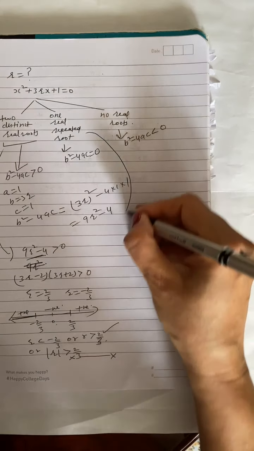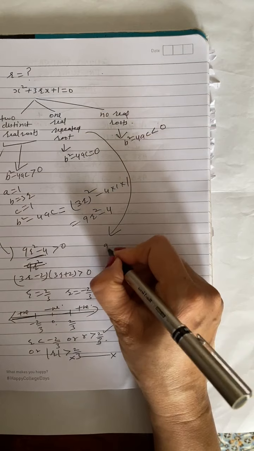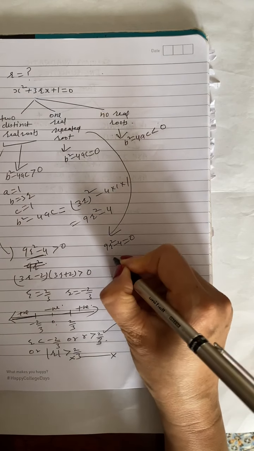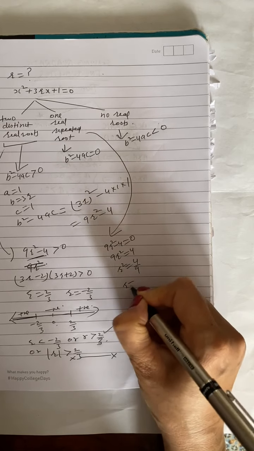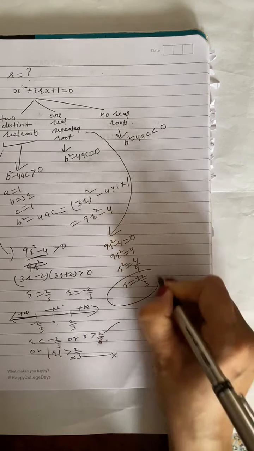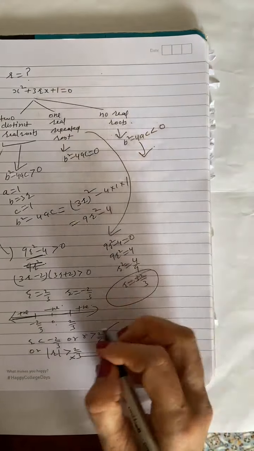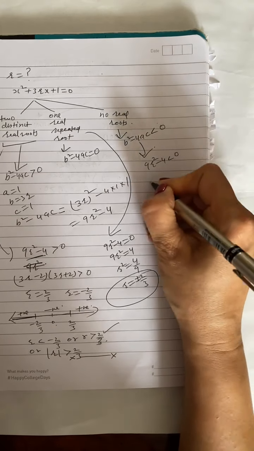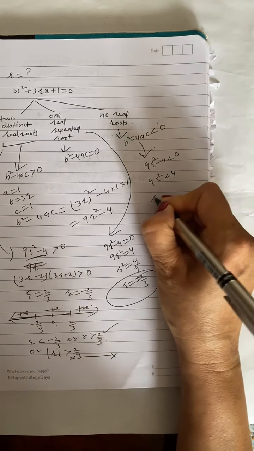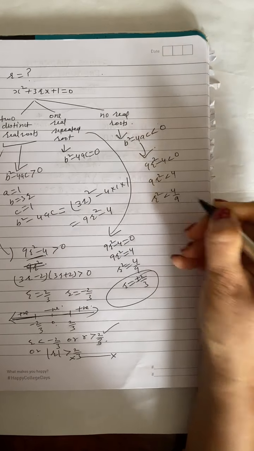The next one is the repeated root. So you just simply do equal to 0. 9r squared is 4, r squared is 4 over 9. So r is equal to plus minus 2 over 3. Then b squared minus 4ac less than 0. That is 9r squared minus 4 is less than 0. This is less than 4. r squared is less than 4 over 9.